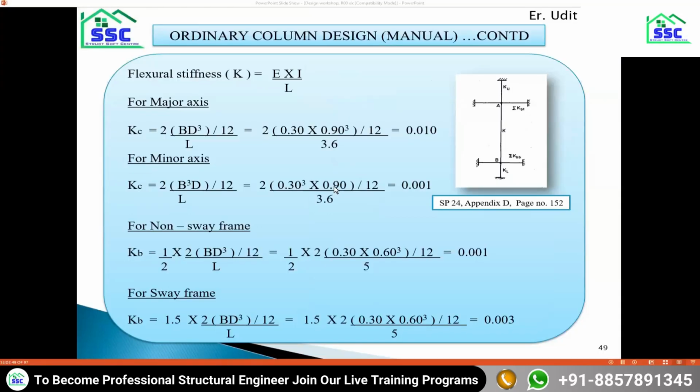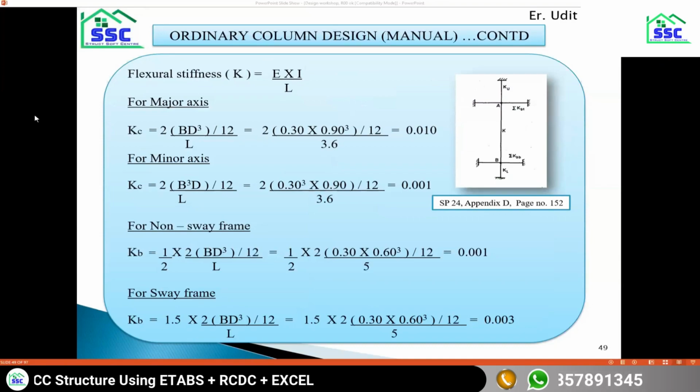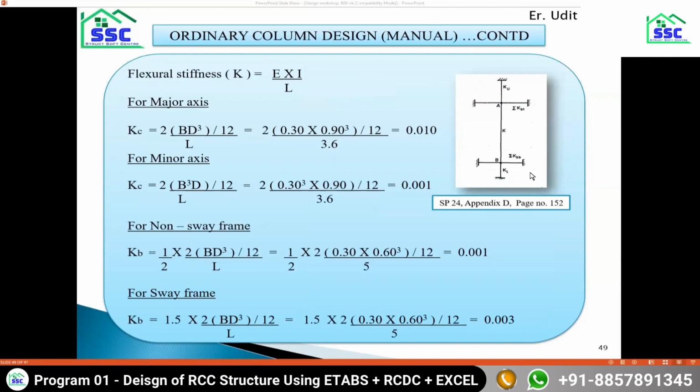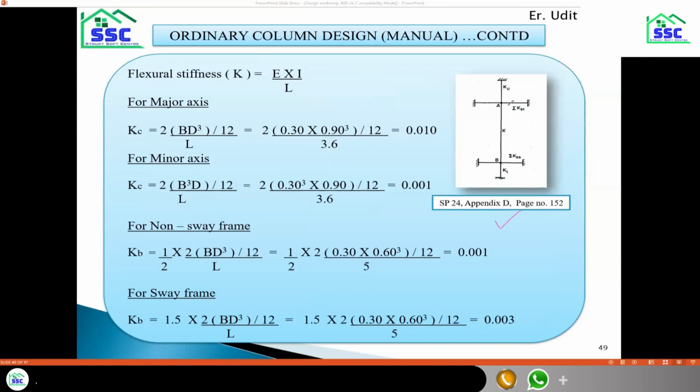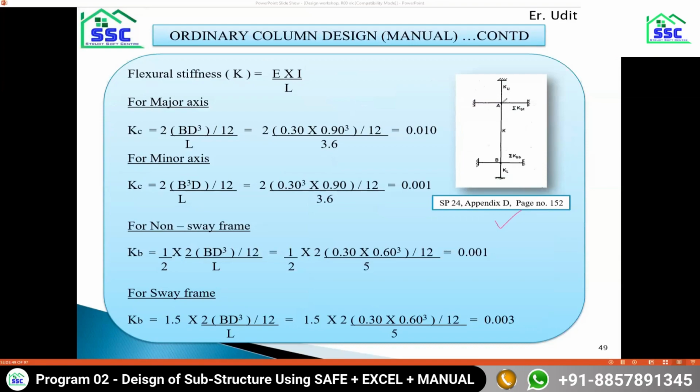Now I will move forward to the calculation of these beta 1 and beta 2 factors for our workshop. Once again, this diagram is taken from SP24 Appendix D. As I showed you earlier, this is the top joint of the column and this is the bottom joint of the column. So I am going to get my value of beta 1 from this location and the value of beta 2 from this location, right?